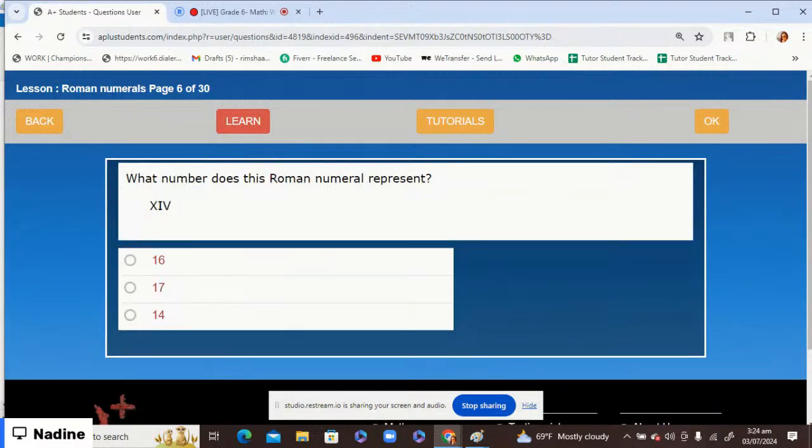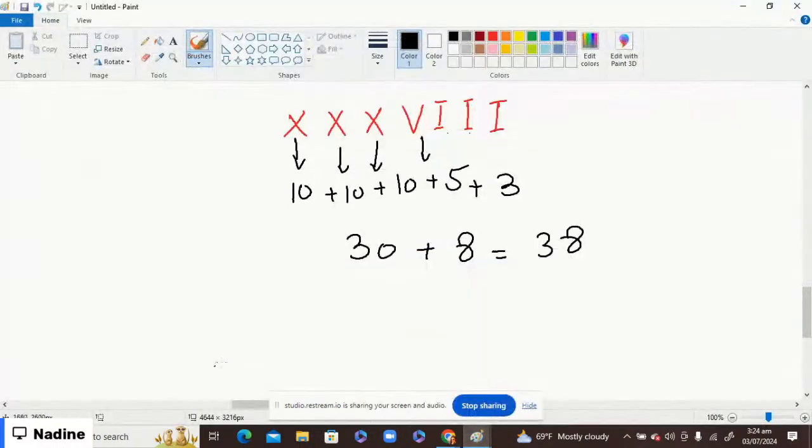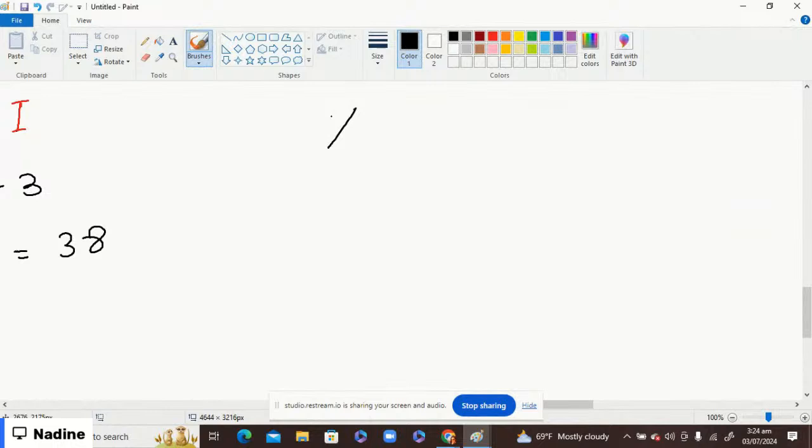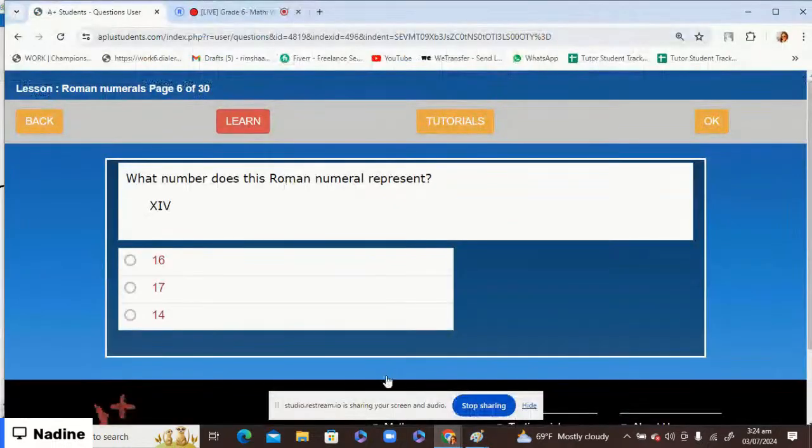Now, what number does the Roman numeral represent? There is X, I, and V. Look at here now. It's X, I, and V. As we know, X stands for 10, and IV stands for 4. So 10 plus 4 is 14. Okay. VI stands for 6, and IV stands for 4. Here X represents 10, and there is only one I. So 10 plus 1 is 11.